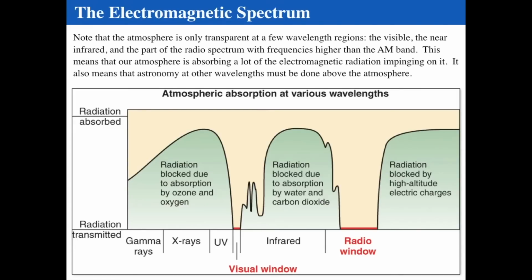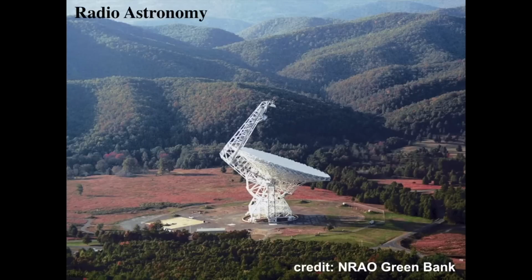So let's see what we mean by a radio telescope. Here's one of the more prominent radio telescopes used in the United States. It's in West Virginia, run by the National Radio Astronomy Observatory, NRAO, and this is the Green Bank facility. Green Bank is a wonderful, steerable, 100-meter wide dish. That big dish reflects radio waves up to a receiver at the top of that gantry, and so you steer the radio telescope in a direction.